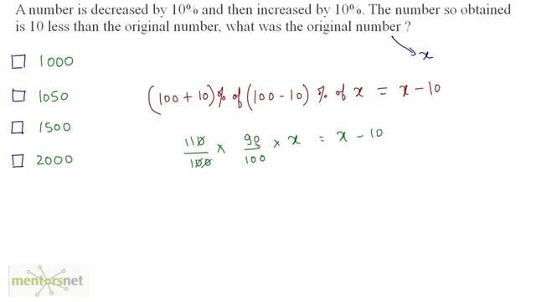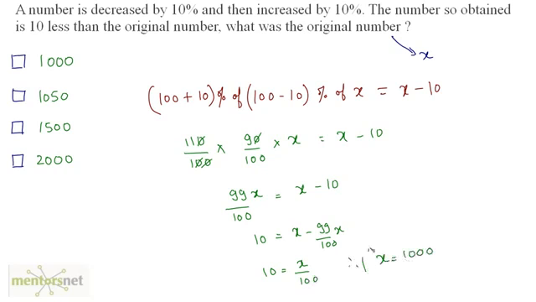These zeros get cancelled out. We have 99x upon 100 is equal to x minus 10. So 10 is equal to x minus 99 upon 100 x. Therefore, we have 10 is equal to x by 100, and therefore x is equal to 1000. So there we have the value of the original number, which is 1000.